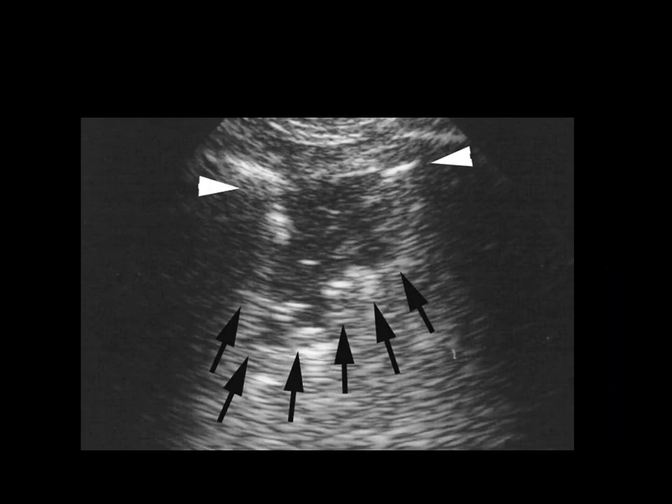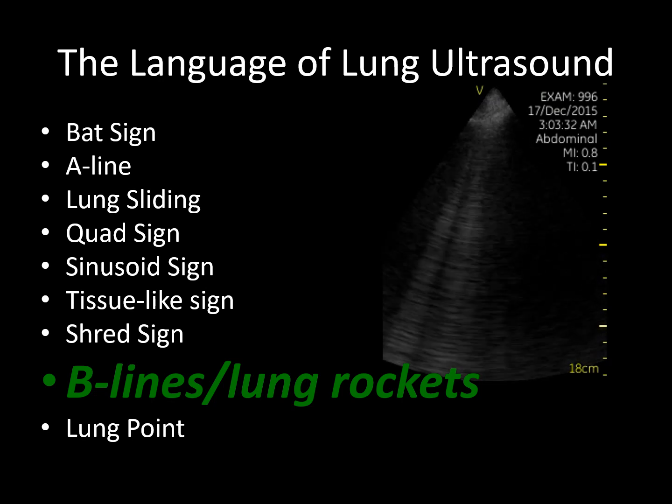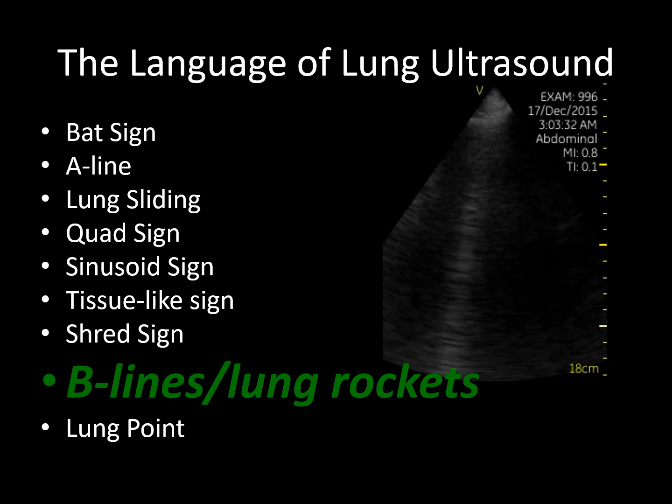Sublobar consolidation gives rise to the shred sign. The upper border is the pleural line. The deep border is shredded and irregular. It represents the interface between consolidation and aerated lung below. Next, we will discuss artifacts generated in interstitial syndromes.